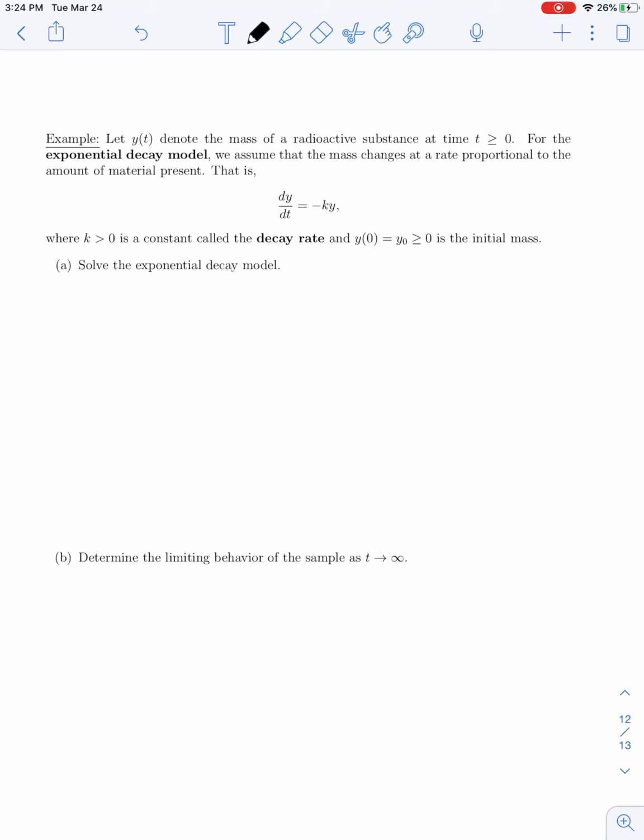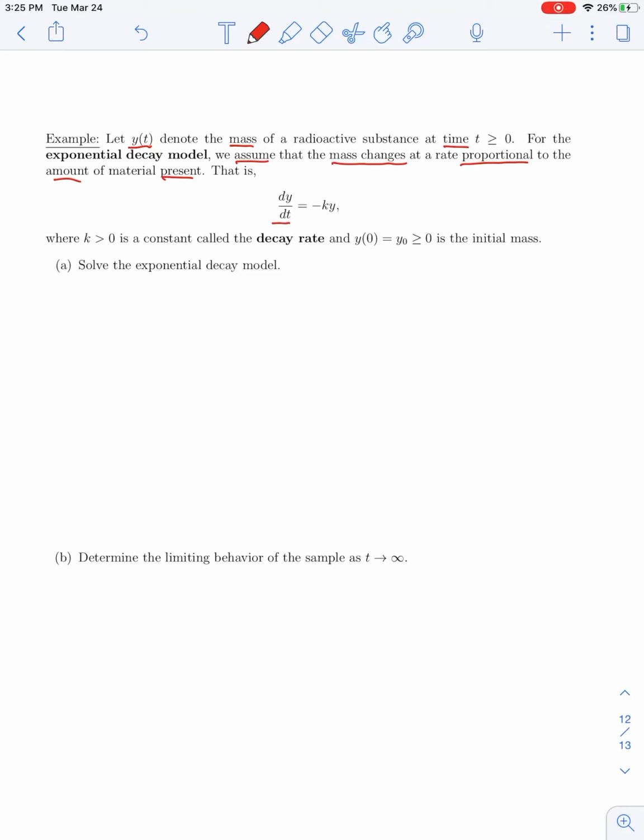Now, the next problem that we'll consider is very similar to exponential growth. It is the exponential decay model, which is most frequently used to model the decay of some radioactive substance over time. So in this next example, we will let y of t denote the mass of some radioactive substance at a given time t. And the exponential decay model makes the assumption that our mass will change at a rate which is proportional to the amount of material present.